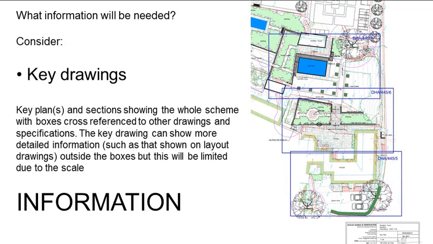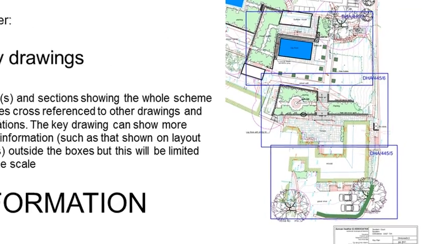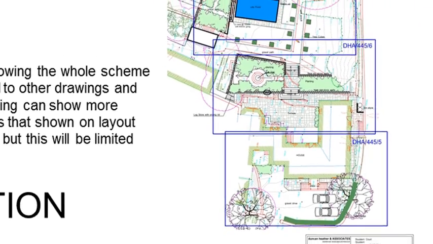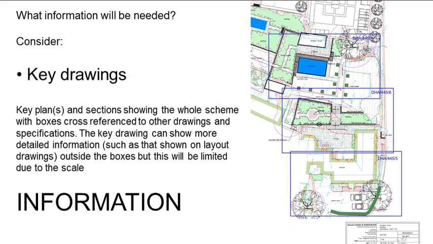Key drawings. These are like the front pages of a car atlas map, where you turn to the first page and see the country divided up into little boxes with numbers, depicting the page numbers, so you can go straight to the detailed map showing the roads on which you're traveling.